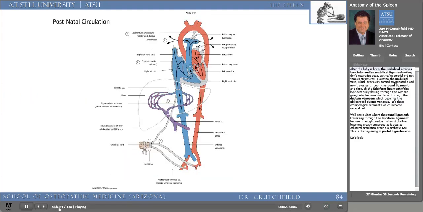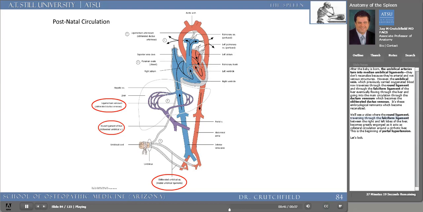After the baby is born, the umbilical arteries turn into medial umbilical ligaments. They don't recanalize because they're arterial and not venous structures. However, the umbilical vein, which previously carried oxygenated blood, now traverses through the round ligament and through the falciform ligament of the liver, eventually flowing through the liver and going into the main circulation through the ductus venosum, which becomes the obliterated ductus venosum. It's these embryological remnants which become recanalized.